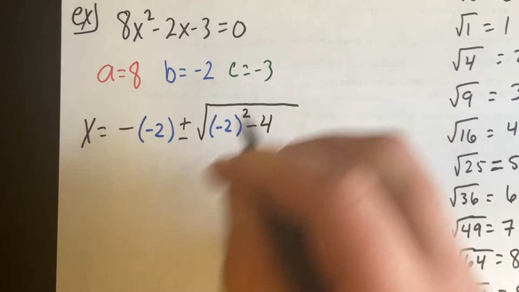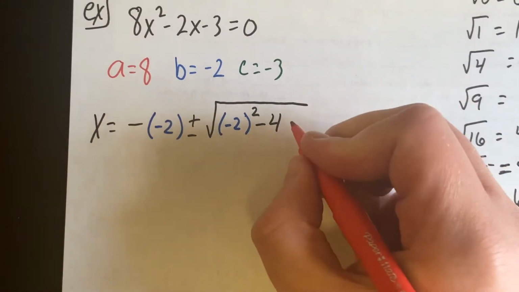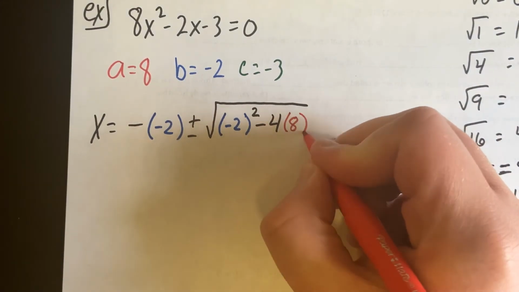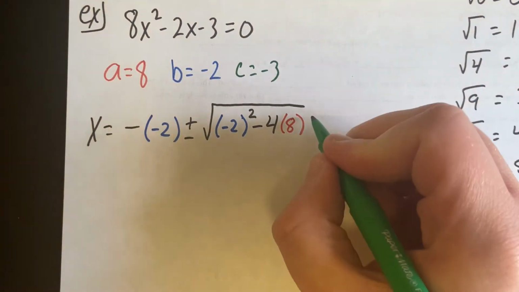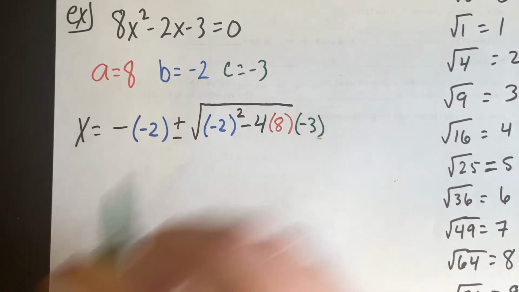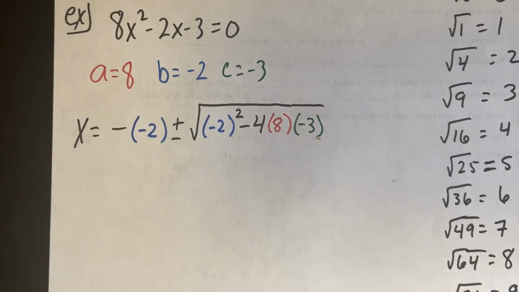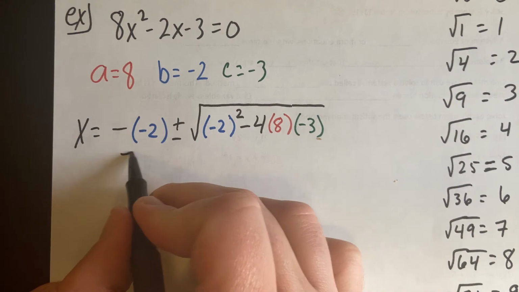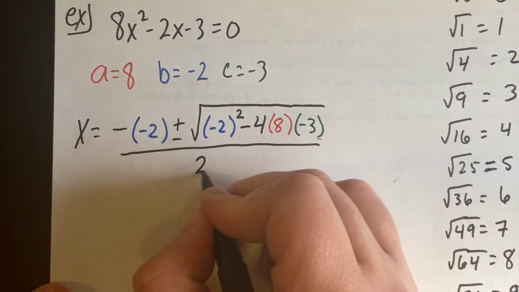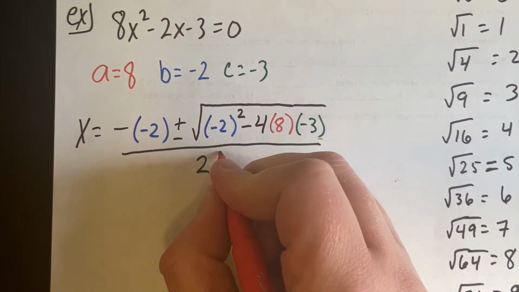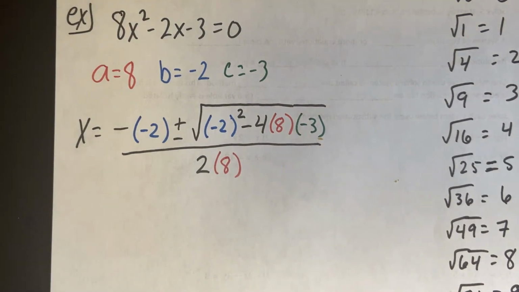Minus 4 times the value of a. a we determined is 8, times c, which is -3. And again, that's fine. We're just going to extend that square root. Understand that everything there is underneath the square root. And all of this is now being divided by 2 times the value of a. All right, again, this is a huge step with this.